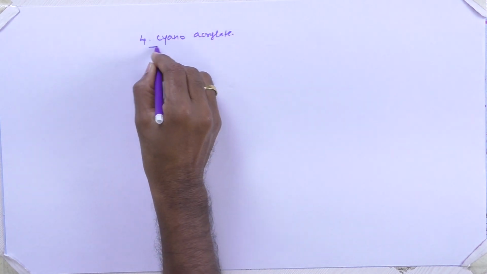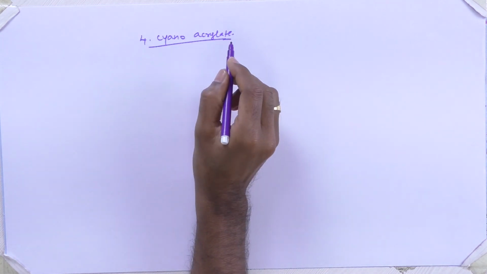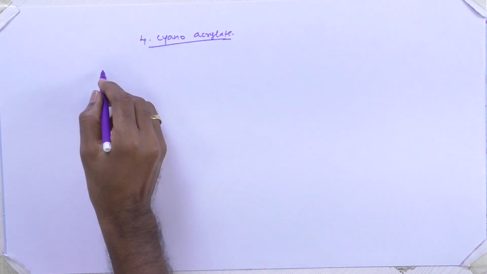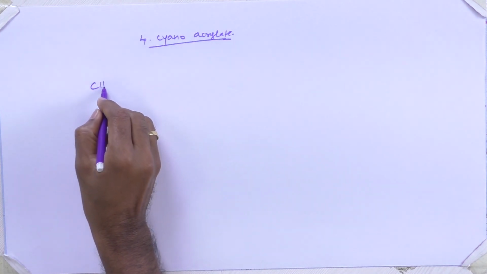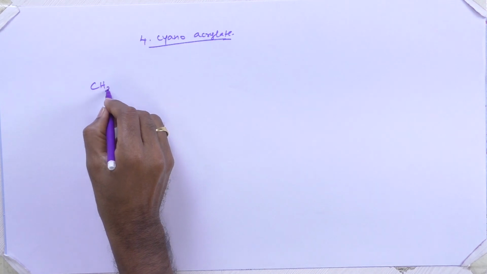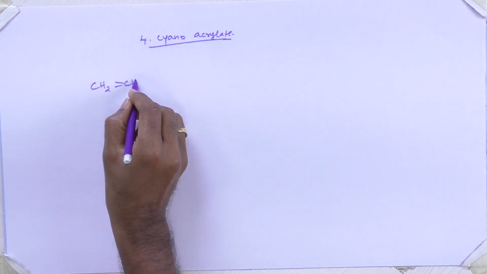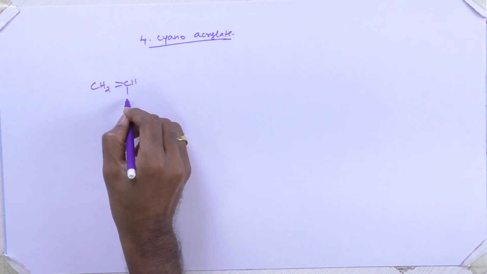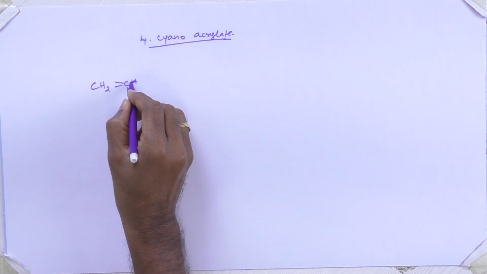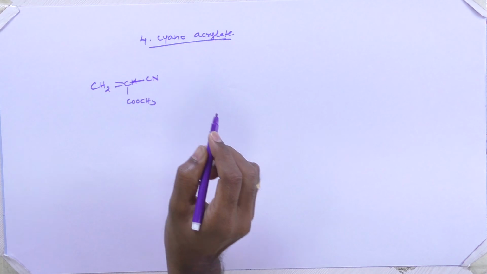Cyanoacrylates are another class of adhesives found highly useful in a variety of sectors. This is the structure of cyanoacrylate: CH2 double bond CH, that is COOCH3, is acrylate. In place of one hydrogen, we are going to substitute one cyano group.